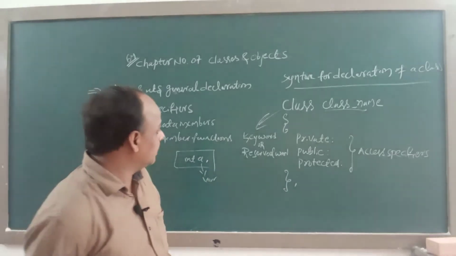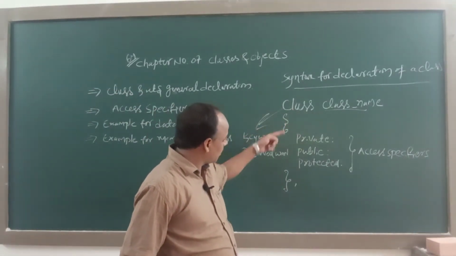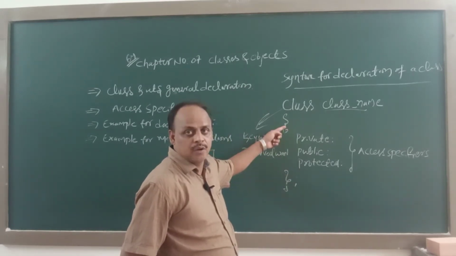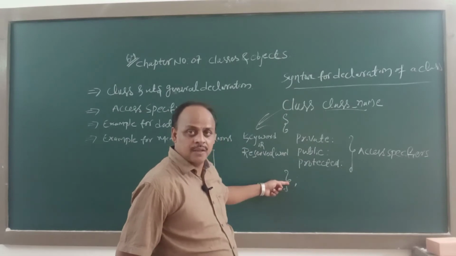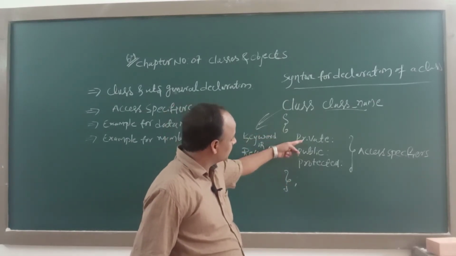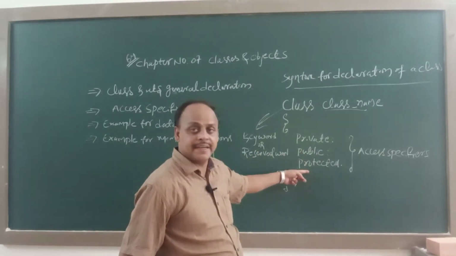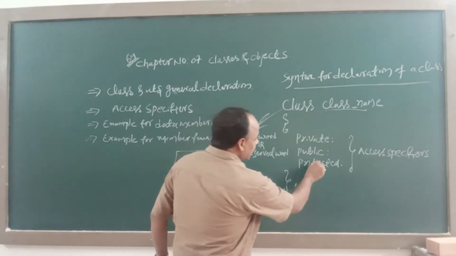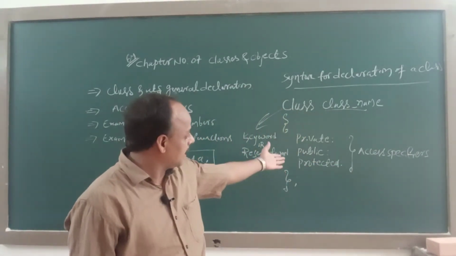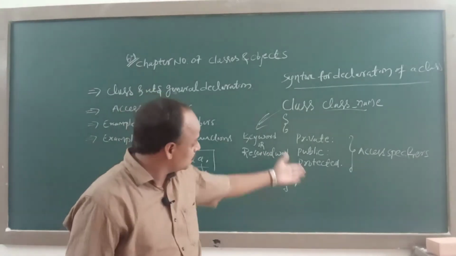Next, this class declaration has an open flower bracket and a closed flower bracket, as you all know very well. This bracket contains three things: private, public and protected. These three are called access specifiers. What is an access specifier? Why should we write it?